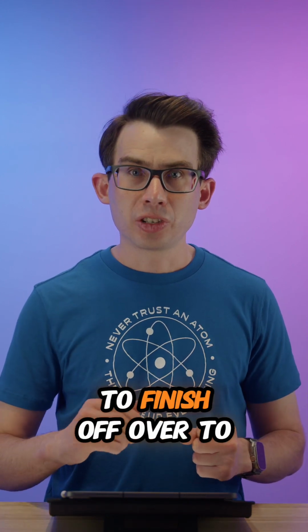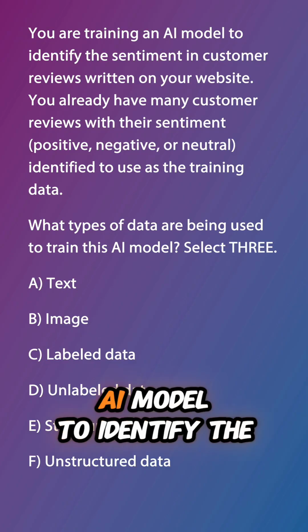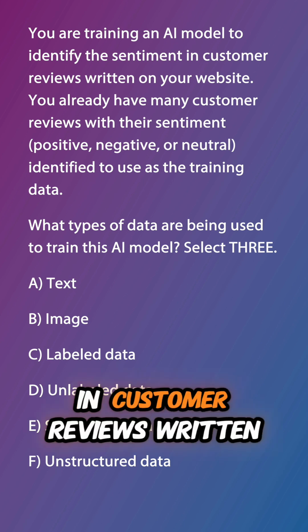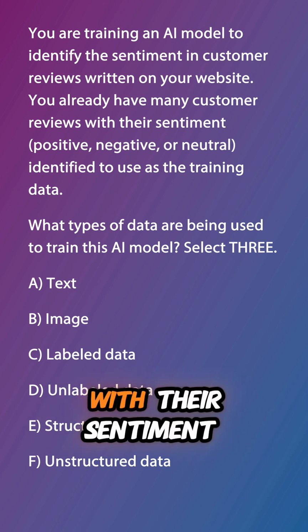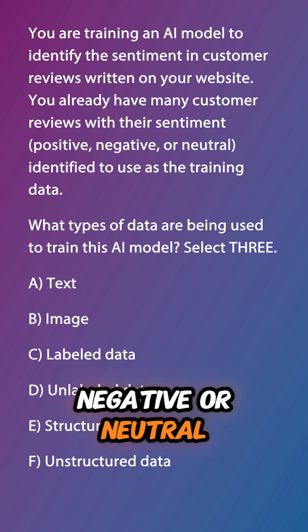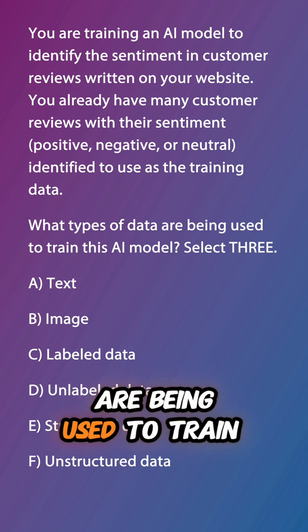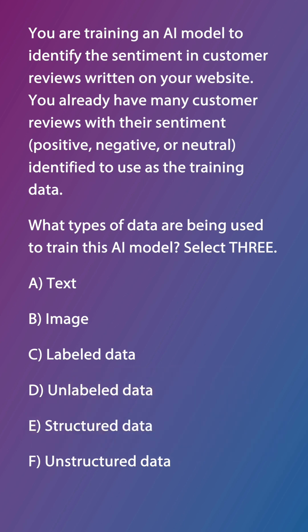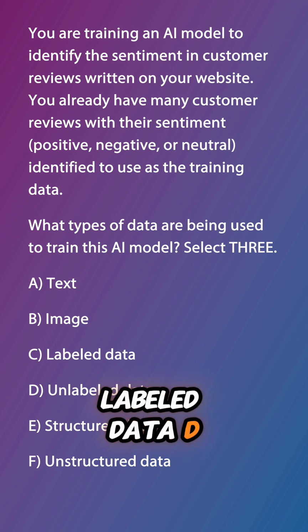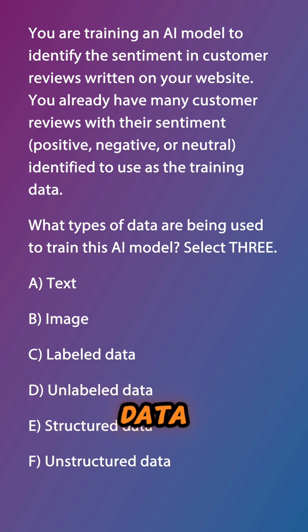So as always, to finish off, over to you with a quick review question. You are training an AI model to identify the sentiment in customer reviews written on your website. You already have many customer reviews with their sentiment, positive, negative, or neutral, identified to use as the training data. What types of data are being used to train this AI model? And I want you to select 3 from these options. A, text, B, image, C, labeled data, D, unlabeled data, E, structured data, F, unstructured data.